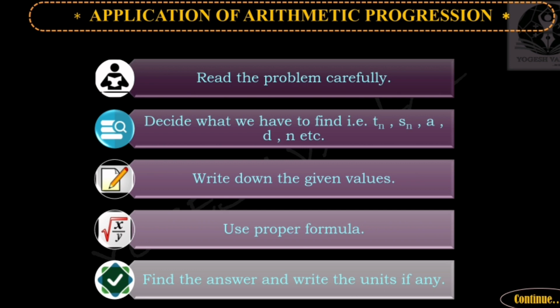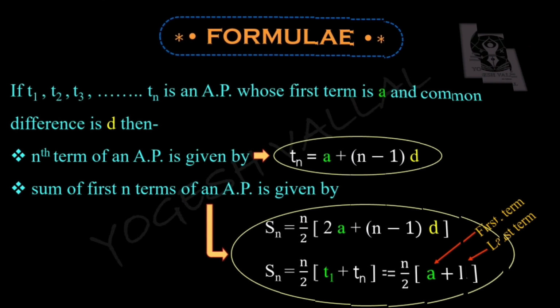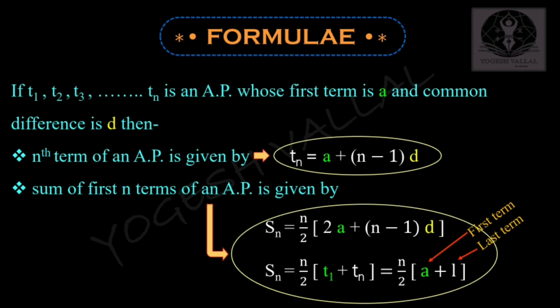And then when we solve the problem step by step and get the answer, don't forget to write the units. So the main thing is to understand the problem clearly, then select the formula, and after solving, write down the unit. So we have two formulas, Tn and Sn.